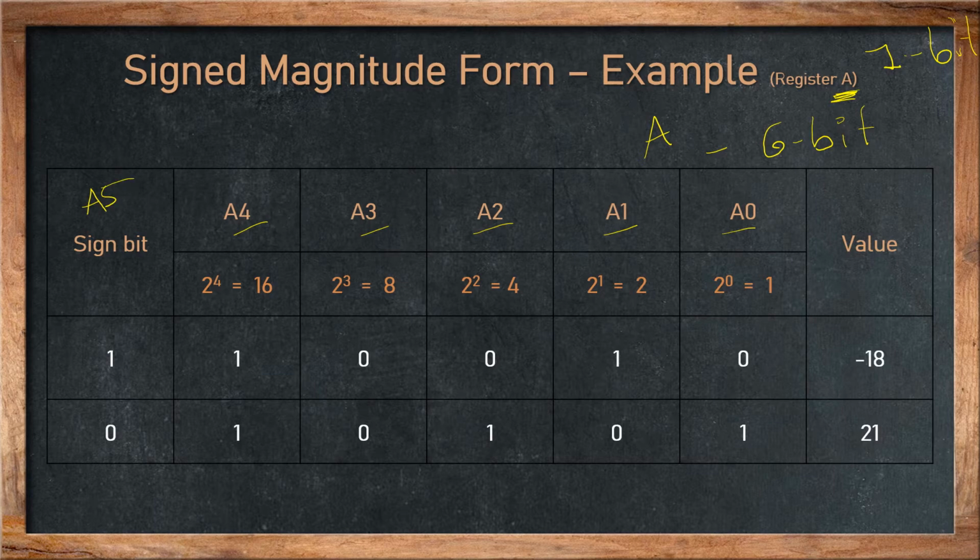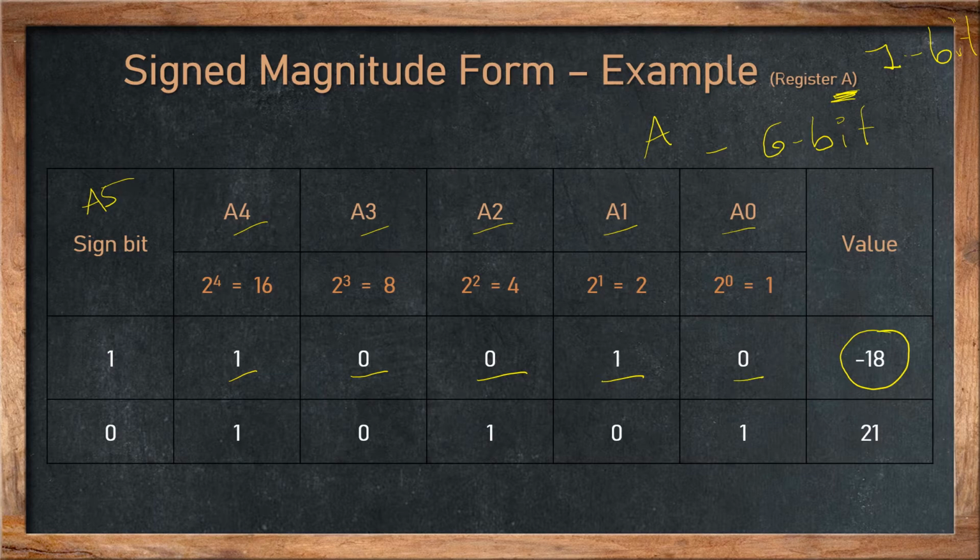Now, when you store any decimal number, suppose you want to store the number -18, right? First the system will convert this 18 into binary. And what is the binary for 18? That is 10010. This is the binary for 18. And what is the sign?